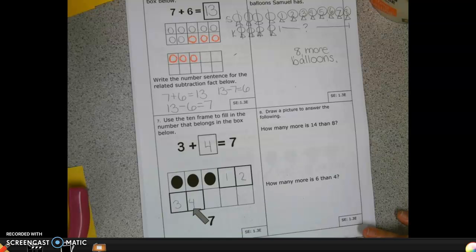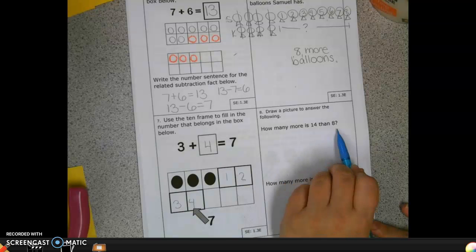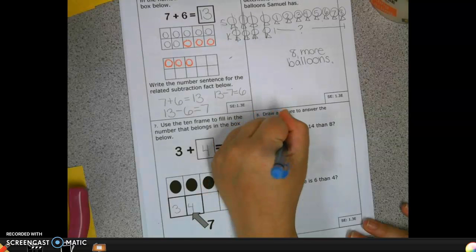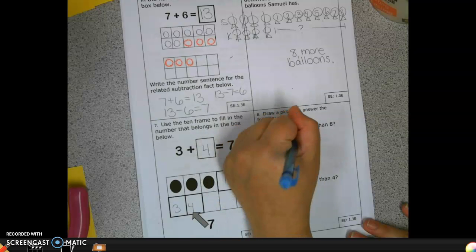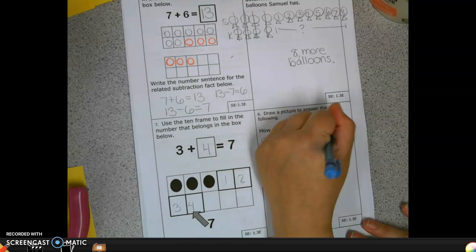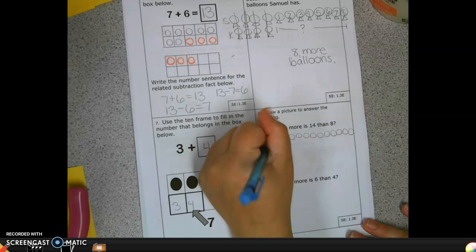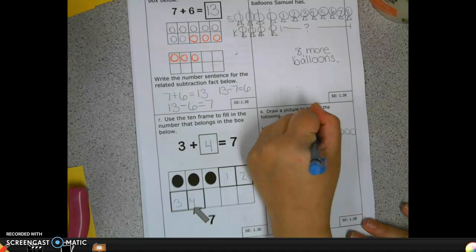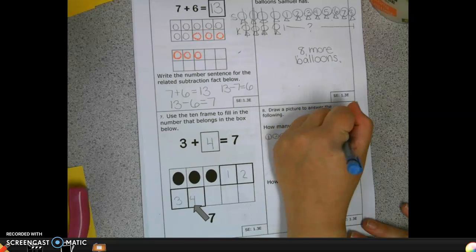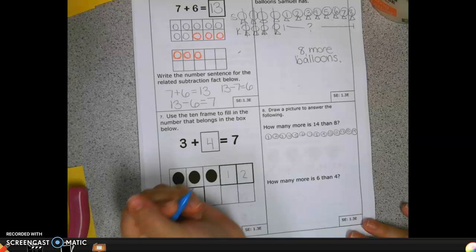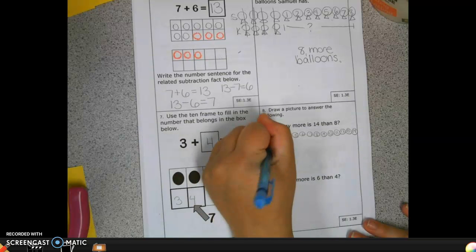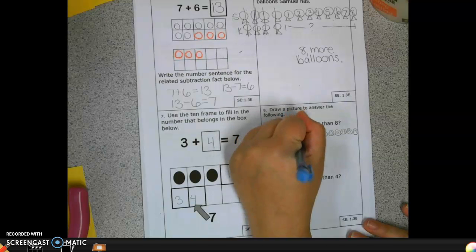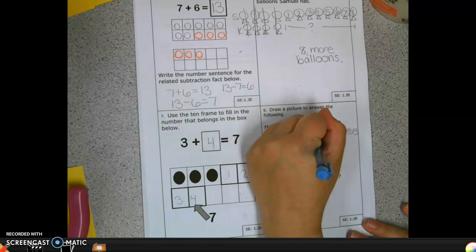Draw a picture to answer the following. How many more is 14 than 8? So I'm going to say I have 14 circles. 1, 2, 3, 4, 5, 6, 7, 8, 9, 10, 11, 12, 13, 14. I'm going to double check that. 1, 2, 3, 4, 5, 6, 7, 8, 9, 10, 11, 12, 13, 14. Because I make oopses and I want to make sure I'm correct. And I have 8: 1, 2, 3, 4, 5, 6, 7, 8.